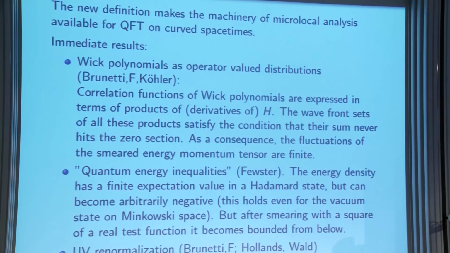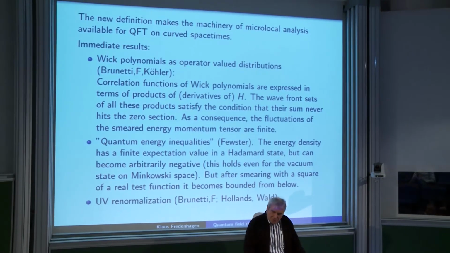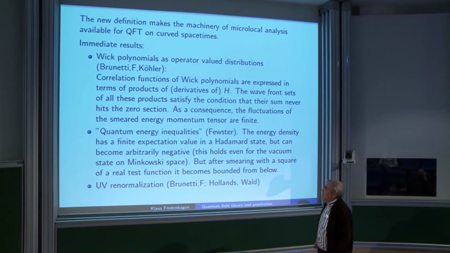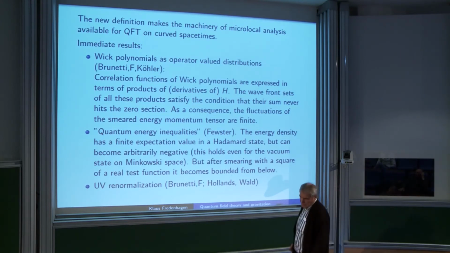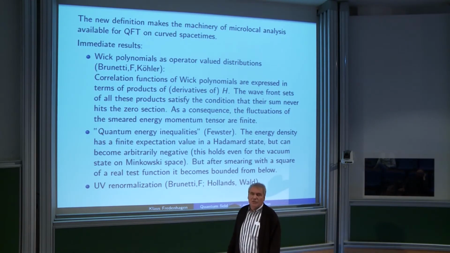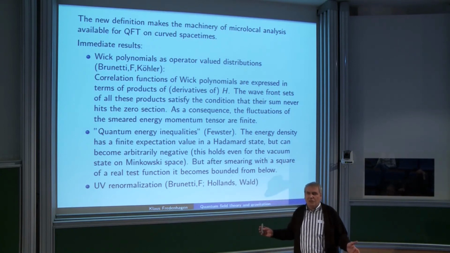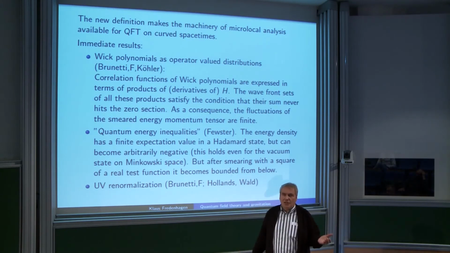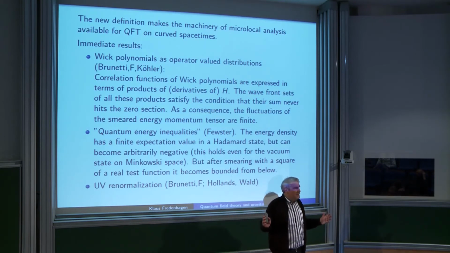So this definition of Hadamard solution in terms of microlocal analysis makes it possible to do a lot of things immediately. First, this was a construction of Wick polynomials on curved spacetime as operator valued distributions. Because you just compute the correlation function of the Wick product, everything can be done in terms of this distribution H and its derivatives. And you just have to see that all the products which arise are well defined.